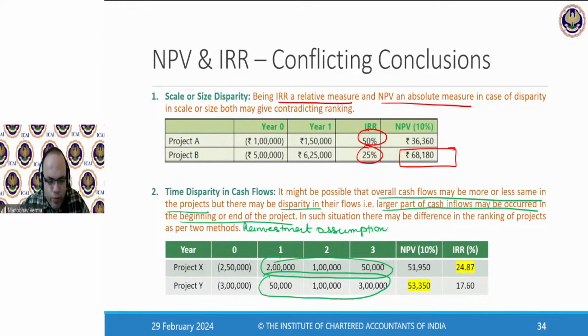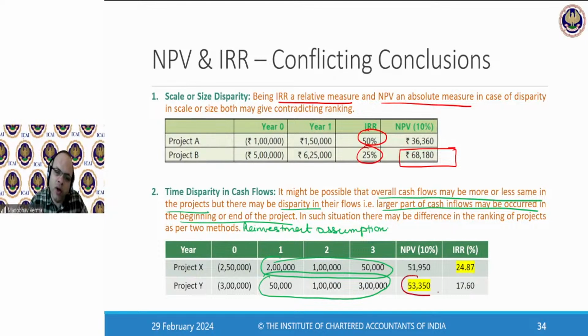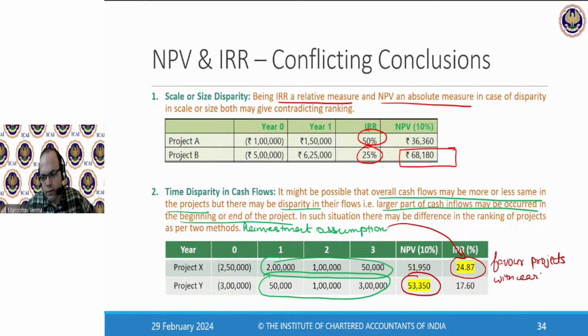But the overall returns are higher in the case of project Y. And that's why you could see that NPV is focusing on project Y, but IRR is very significantly focusing on project X. Why? Because of the reinvestment assumption. It will always favor the projects with early returns, because of that. Everyone with me on this?